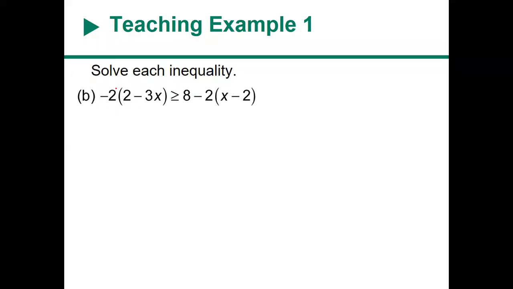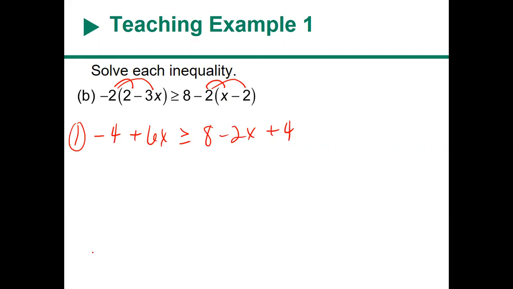Okay, so the first thing you should have done, because there's a variable on both sides, is to distribute. Was that the first thing y'all did? Yes. So after you distribute, you have -4 plus 6x is greater than or equal to 8 minus 2x plus 4. And then we're going to combine like terms.